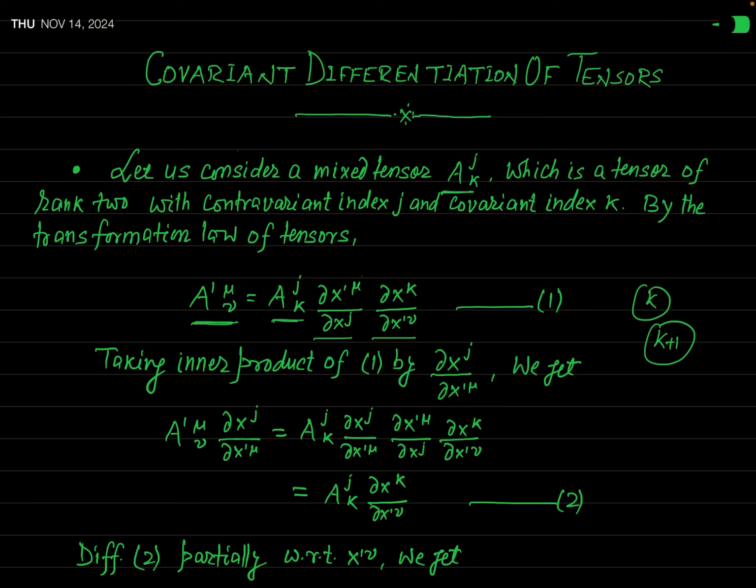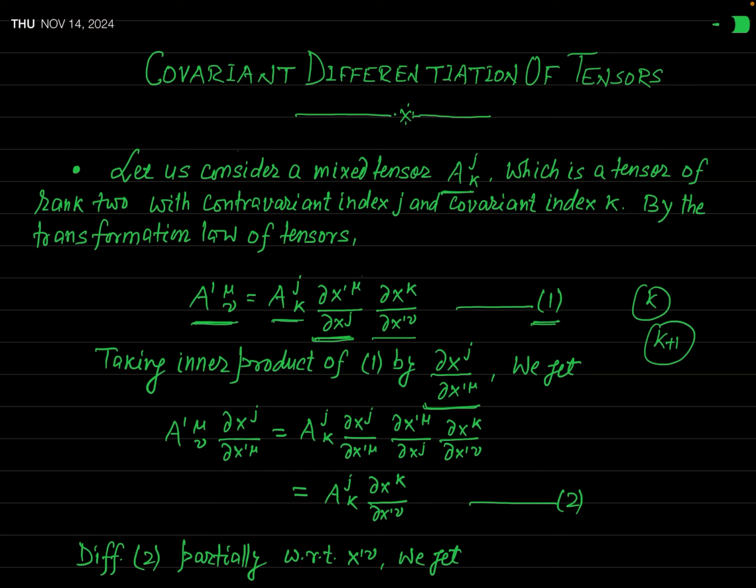So first of all, let us take the inner product of this equation 1 by this partial derivative del x^j by del x'^mu. Okay. It means see here, the first partial derivative in the expression defined in equation 1 is del x'^mu by del x^j. So remember this technique. You have to take the inner product of this equation 1 by this partial derivative, which is just the reciprocal of the first partial derivative contained in this equation 1. Okay.